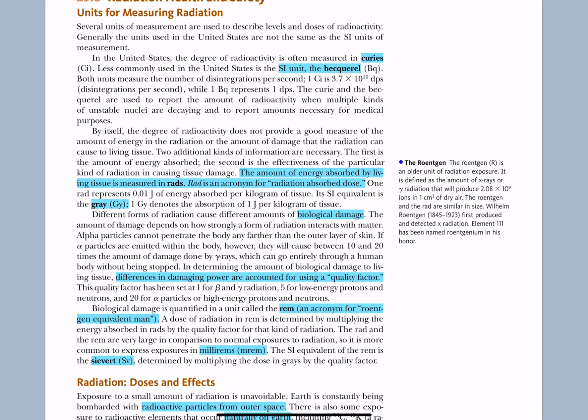They mention down here the quality factor, which is a number usually less than 10. Oftentimes it's a 5, for example, for low energy protons and neutrons. It's a 20 for alpha particles, because remember, they are big and bulky and they can have a huge effect as ionizing radiation should it get inside of your body through ingestion, inhalation, or injection. But it doesn't penetrate very well if it just strikes the surface of your skin, which can block it.